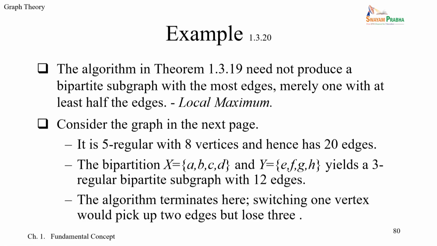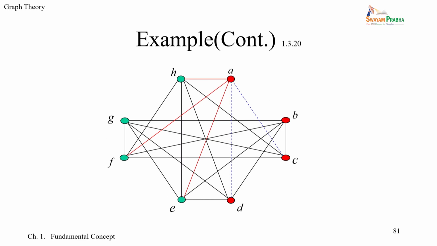Example: the algorithm need not produce a bipartite subgraph with the most edges, merely one with at least half of the edges. Consider the graph on the next page, 5-regular with 8 vertices and 20 edges. The bipartition X equal to {a, b, c, d} and Y equal to {e, f, g, h} yields a 3-regular bipartite subgraph with 12 edges. So, the algorithm terminates here. Switching one vertex would pick up 2 edges but lose 3.